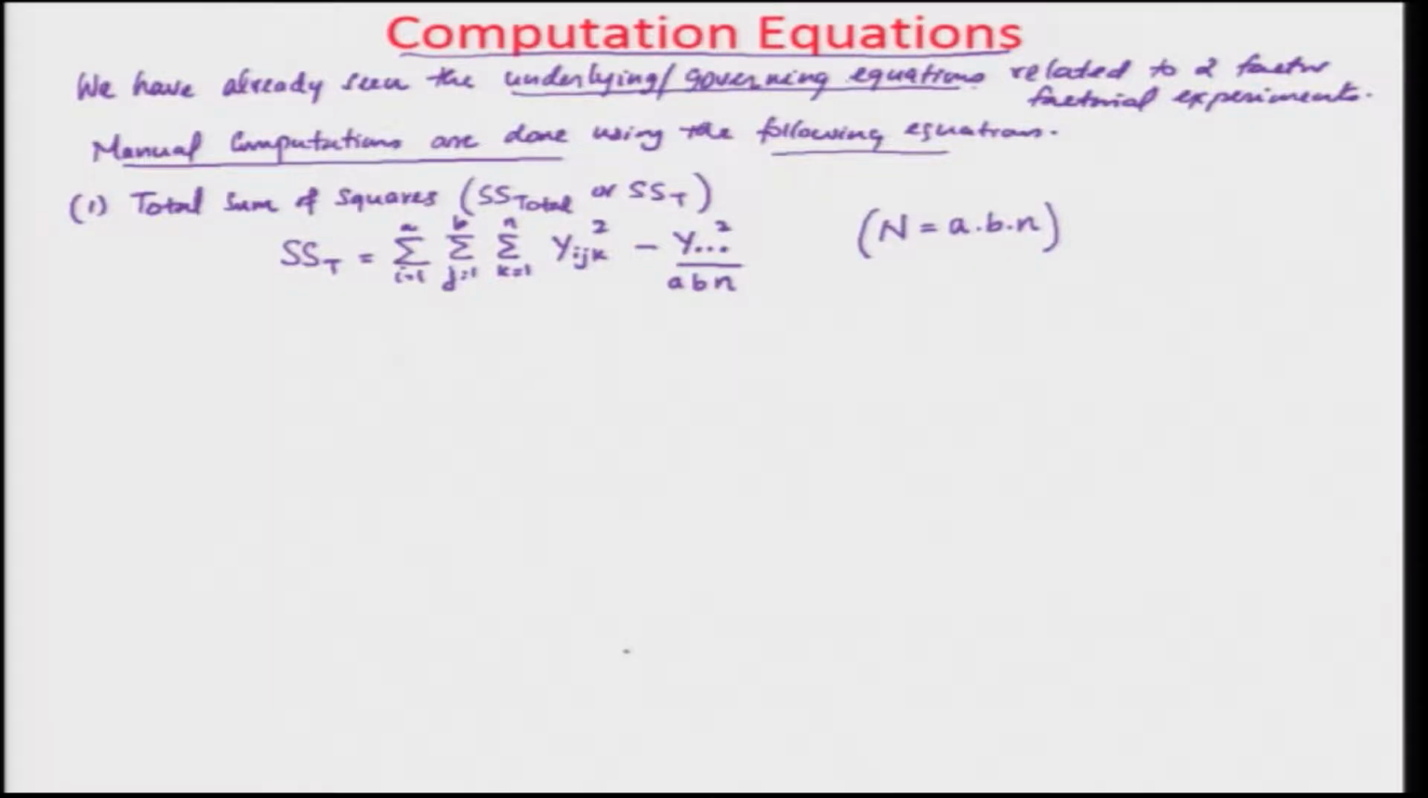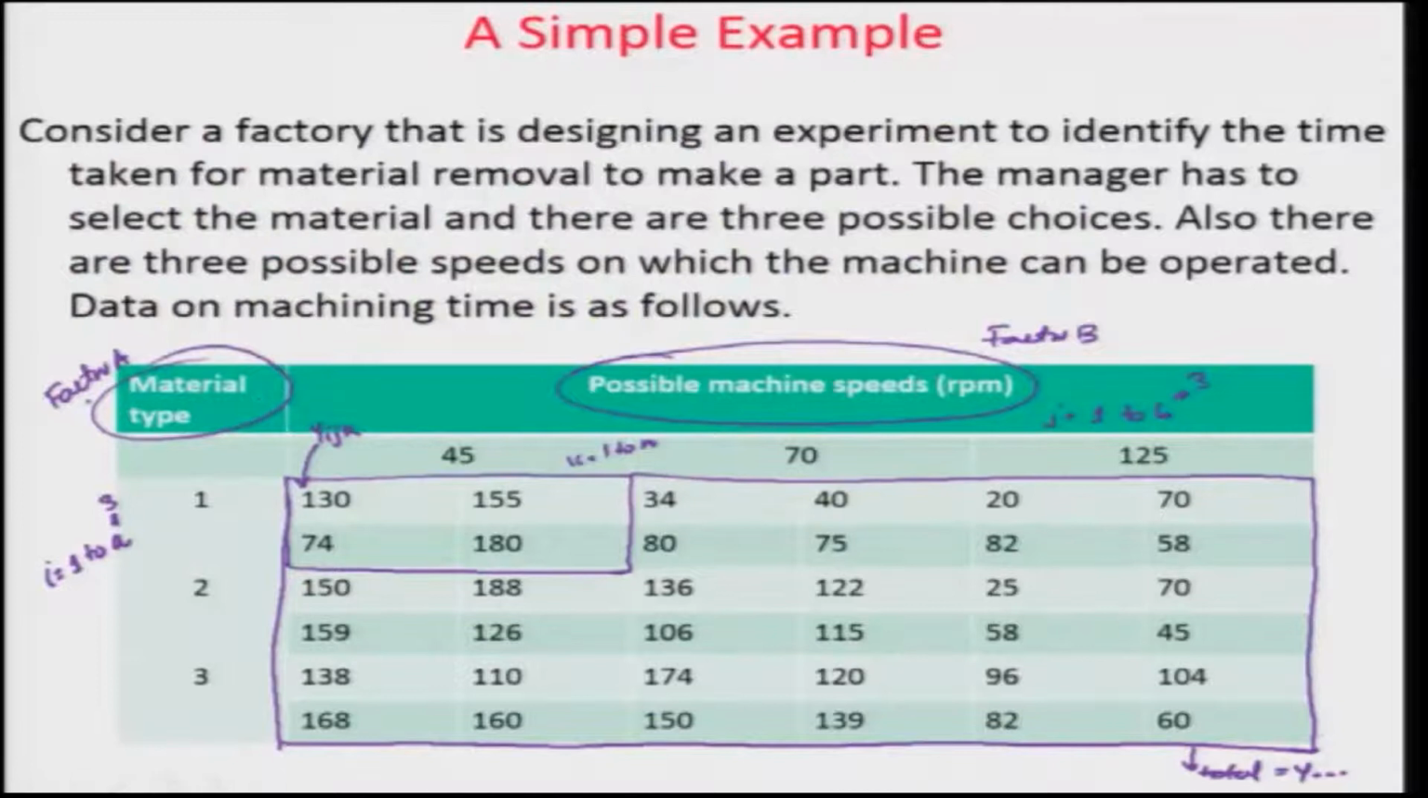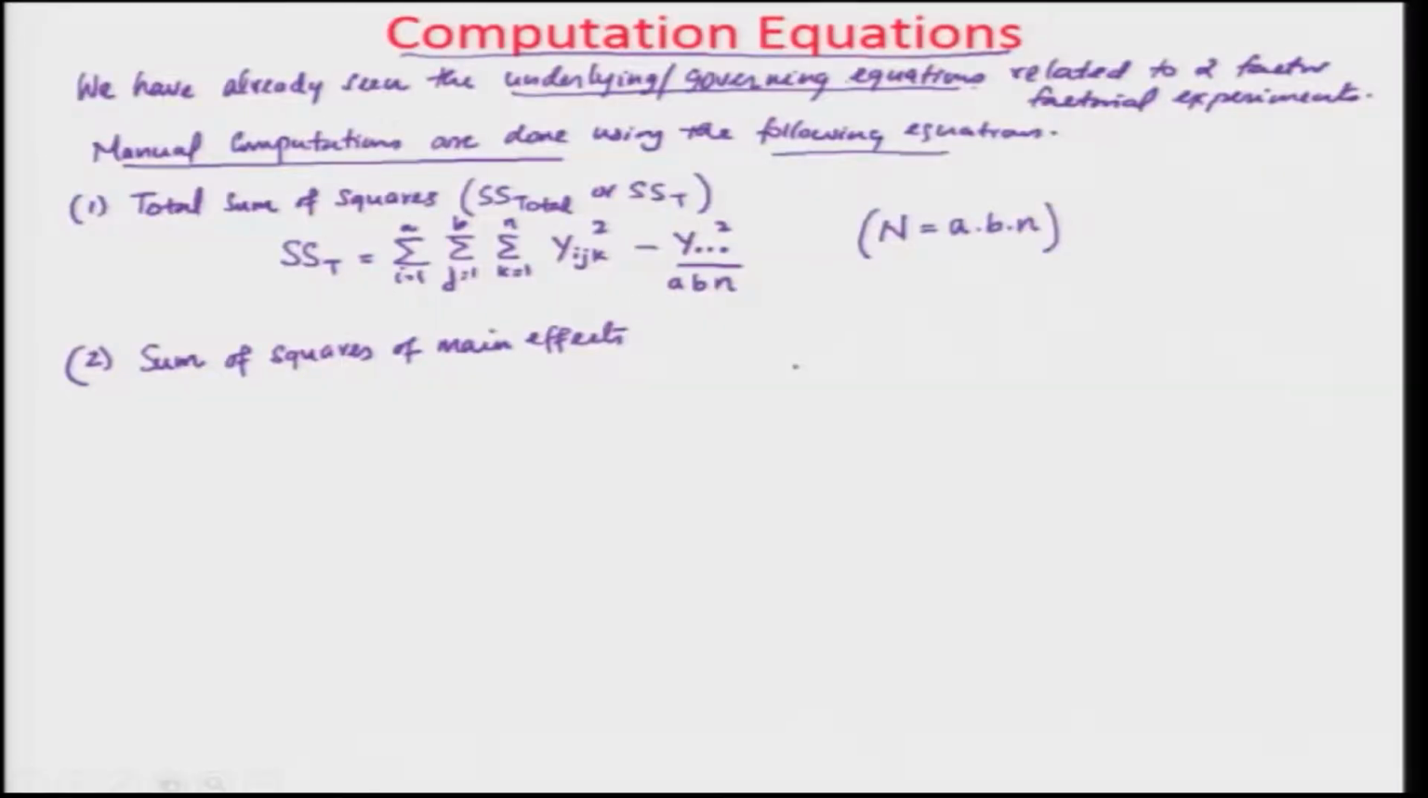So, this is how you calculate the total sum of squares. Then number 2. The next one we calculate is the sum of squares of main effects. Okay. This is the second value that we need to calculate. In this case there are two factors, the first one is factor A and the second one is factor B. So, we want to calculate their main effects.